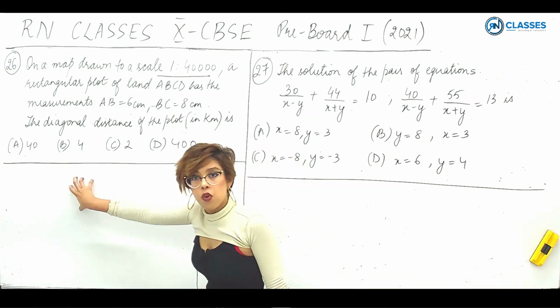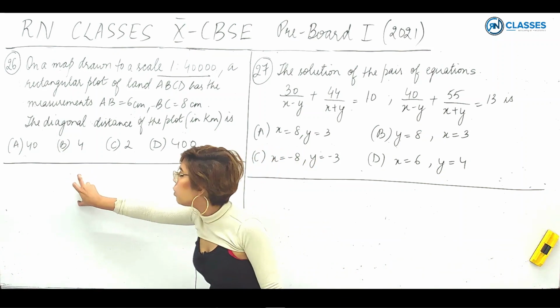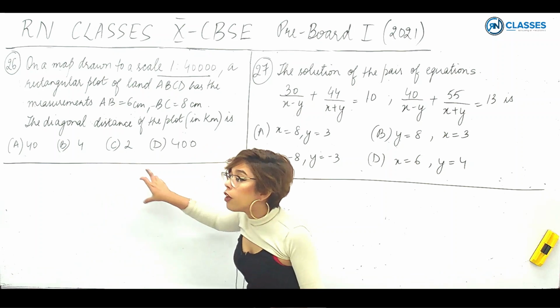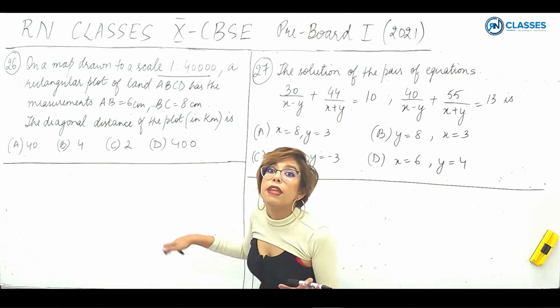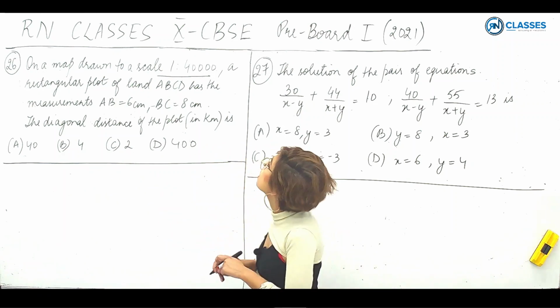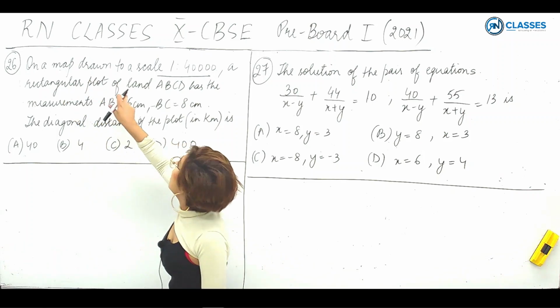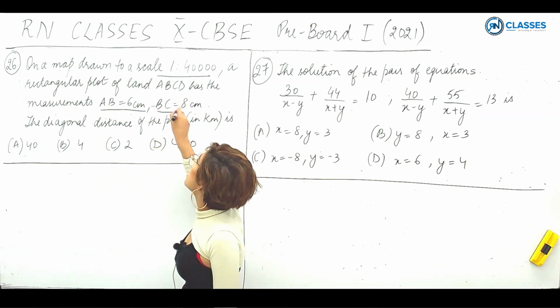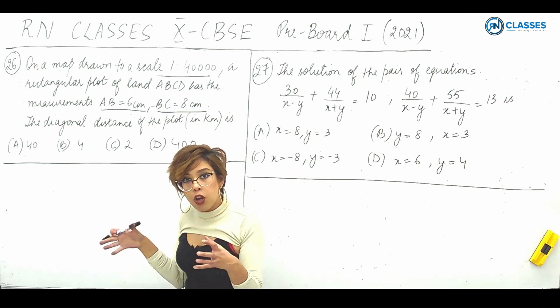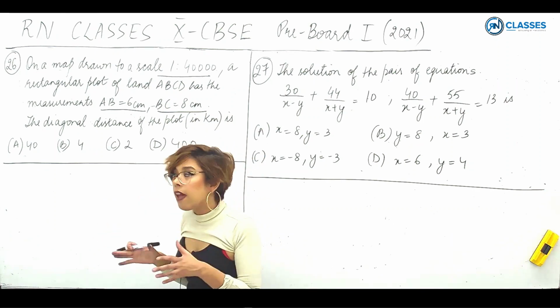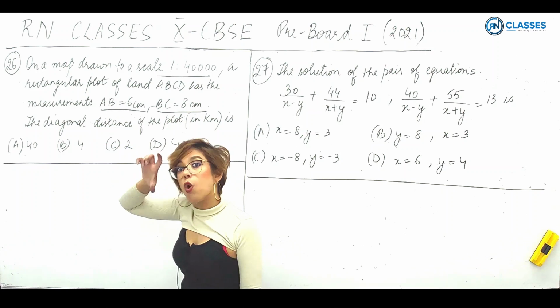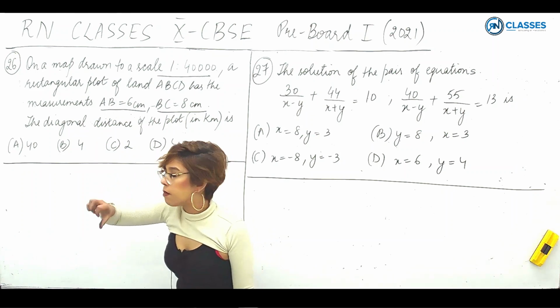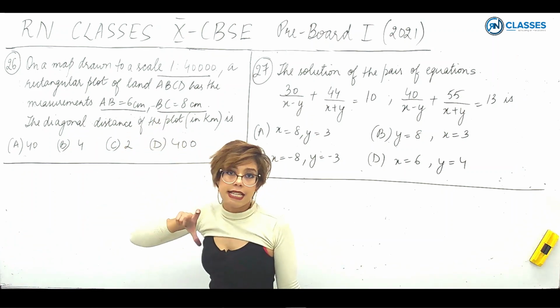So the ratio is given to me. That means 1 unit on the map and 40,000 units on the plot. Right? A rectangular plot of land ABCD has the measurement AB. So when the plot is drawn on a map, AB is 6 centimeter. So on the map, the length of AB is 6 centimeter. Length of BC is 8 centimeter.